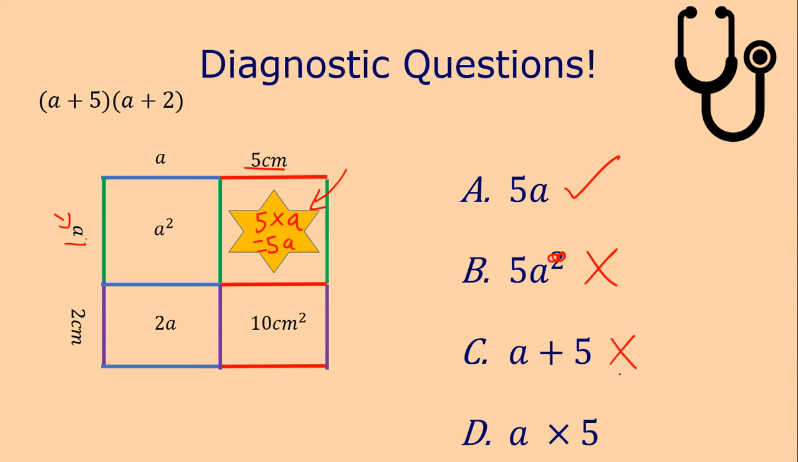This is wrong because they're adding. And this one's fine, but it's just not finished. A times 5 is exactly what you're doing. I don't have a problem with that. But what you would then have to do is write equals 5a, which is exactly what we've done here. So it's just that D is not finished. That's just the working out.